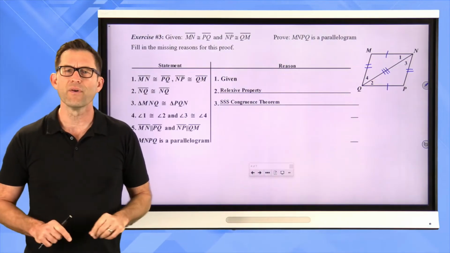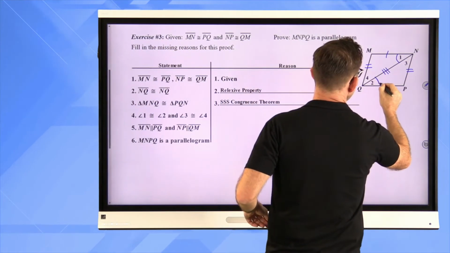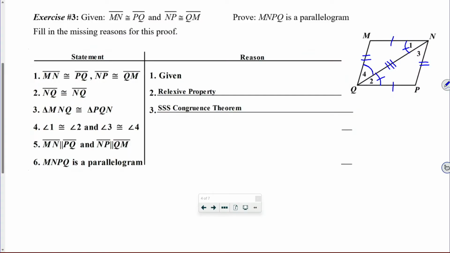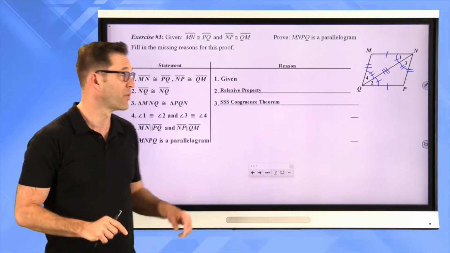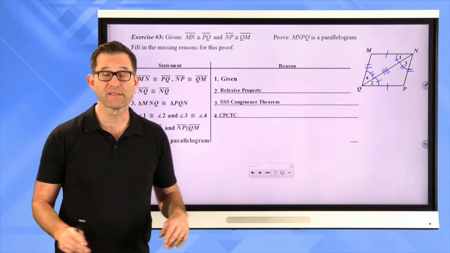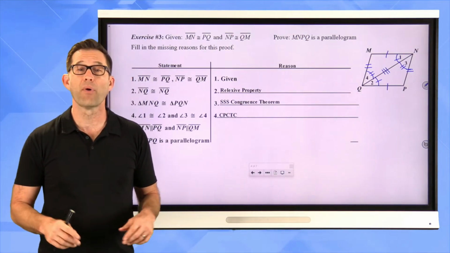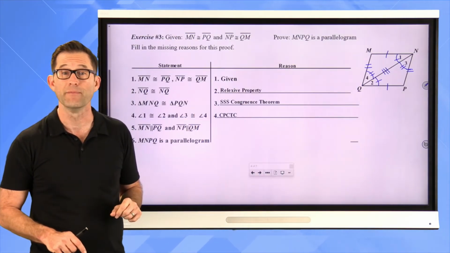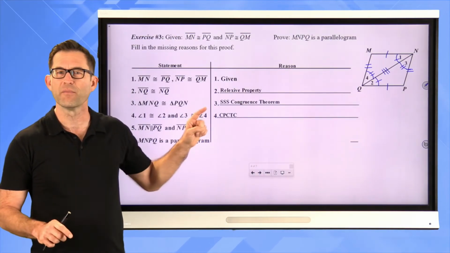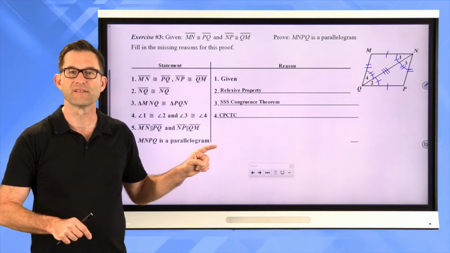Now, once I say that those 2 triangles are congruent, I can now say that angle 1 is congruent to angle 2, and angle 3 is congruent to angle 4. This should start to look a little bit familiar to our last problem, right? Why can I say that? Well, that's CPCTC, right? Those pairs of angles are corresponding parts of congruent triangles that we just proved congruent in step 3. Now, again, from here on down, it's really the proof that we had in exercise number 2.